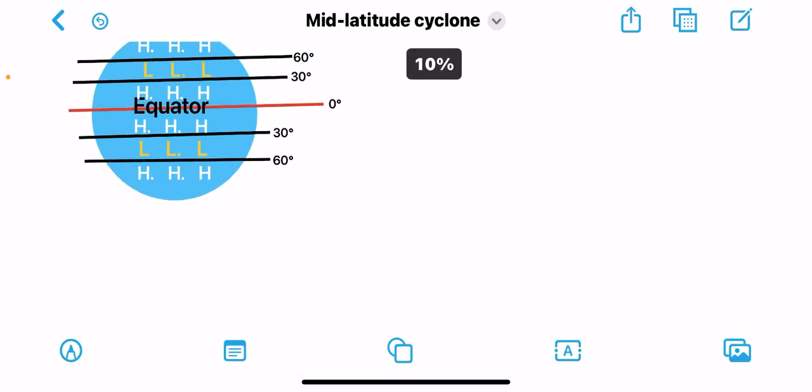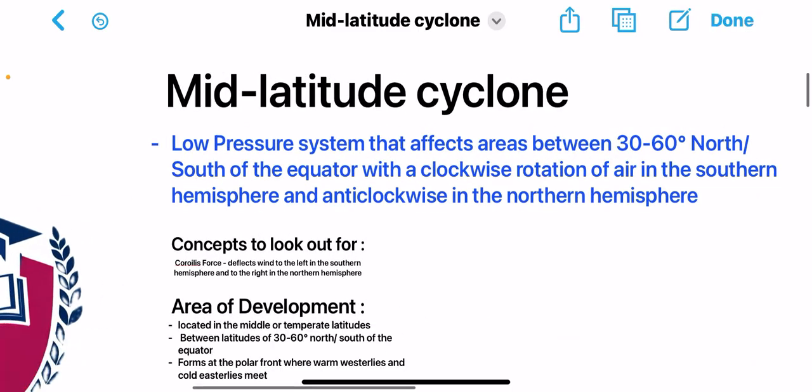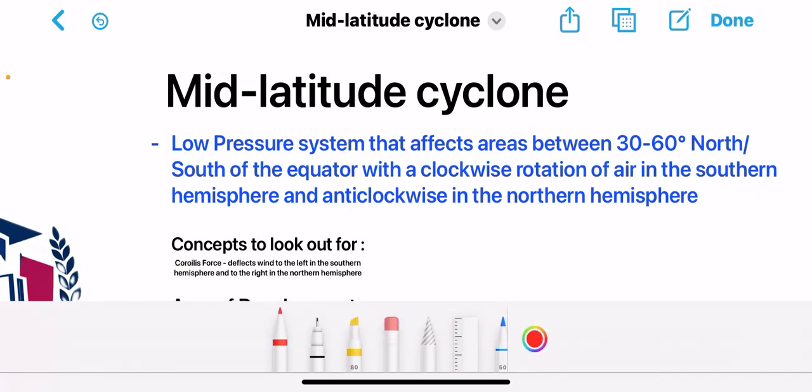Now we're going to move on to today's topic, which is a mid-latitude cyclone. What is a mid-latitude cyclone? A mid-latitude cyclone is a low pressure system that affects areas between 30 to 60 degrees north and south of the equator, with a clockwise rotation of air in the southern hemisphere and an anti-clockwise rotation in the northern hemisphere.